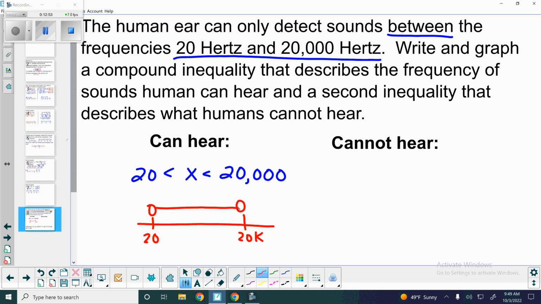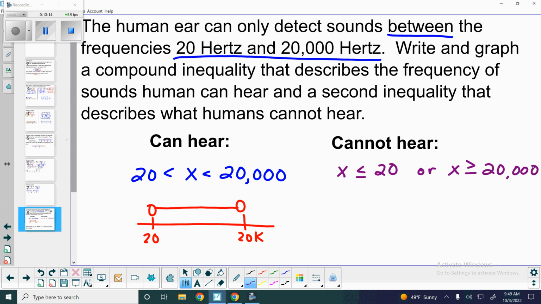Now, for what I cannot hear, okay, that's essentially the opposite of that. I can't hear 20, and I can't hear anything lower than that. So I can't hear x is less than or equal to 20. And I can't hear anything that's 20,000 or above. So x is greater than or equal to 20,000.